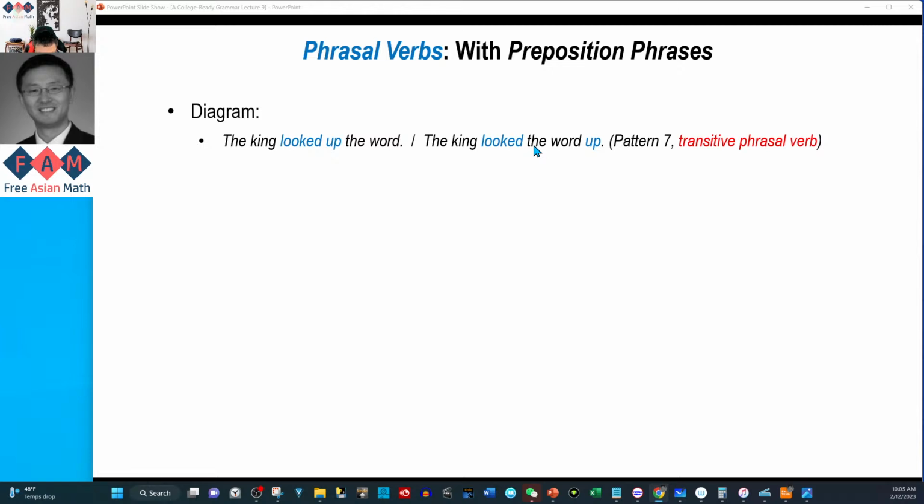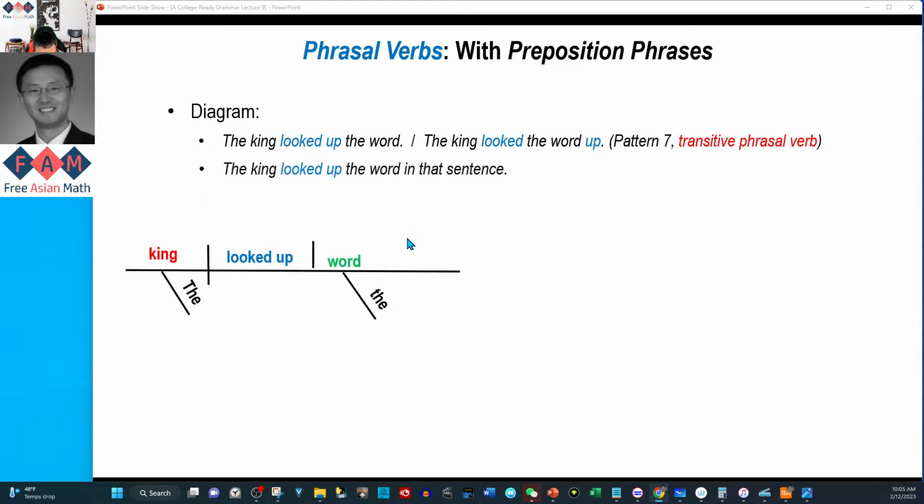Look up is a phrase and it's a fixed, customized usage meaning search the word in a dictionary. But very interestingly, for this particular one, we can actually move up around. So when we say the king looked the word up, it actually means exactly the same thing as the king looked up the word. But up can move around because it's actually an adverb. We know usually an adverb can somehow move around. So that's why for this phrasal verb, you can say either way. And because of that, when we diagram those two sentences, you only have one diagram for both, because up is right after the verb.